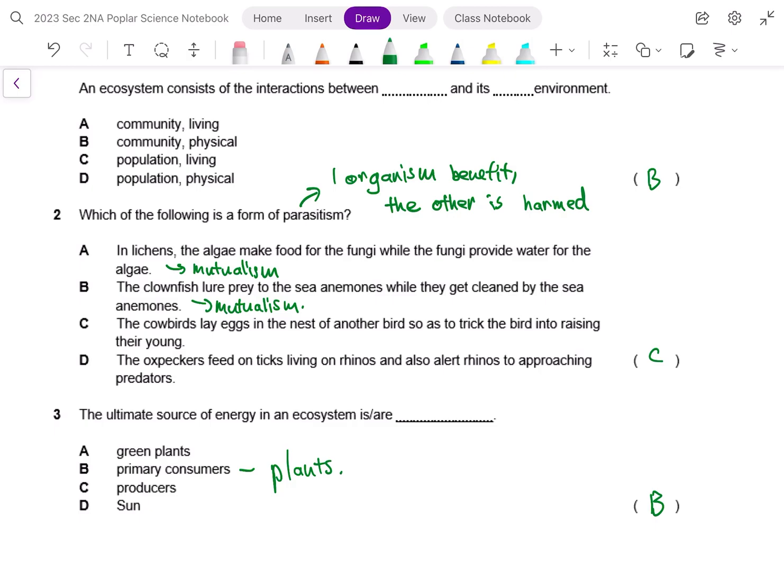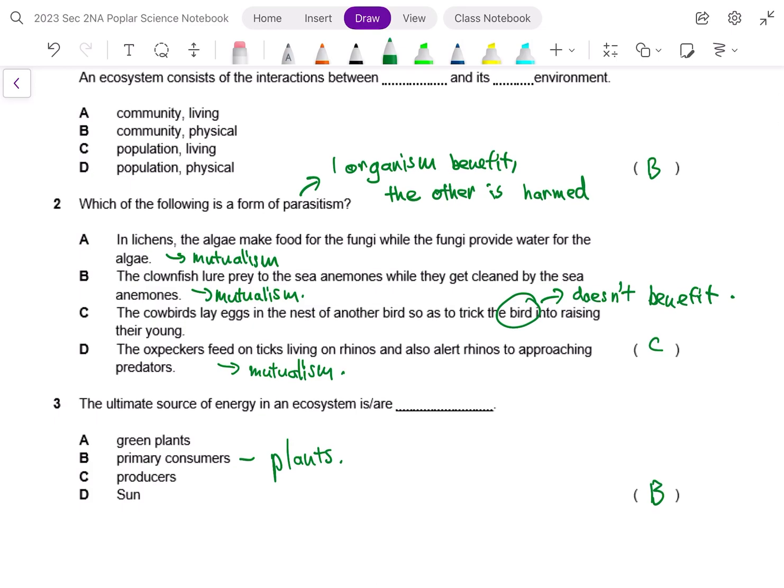Okay, then the cowbirds lay eggs in the nest of another bird so as to trick the bird into raising. So this one is parasitism, okay, this one doesn't benefit the bird that helps to look after the cowbirds' hatchlings. Okay, then oxpecker and ticks, same thing as the impala one. This one is mutualism. Okay, so the oxpecker got the ticks as food, then the rhinos benefit lah, when approaching predators come.